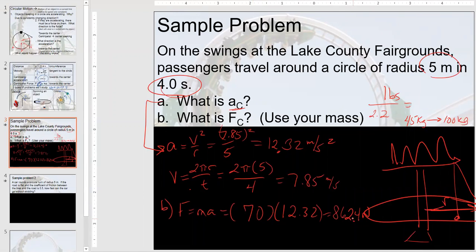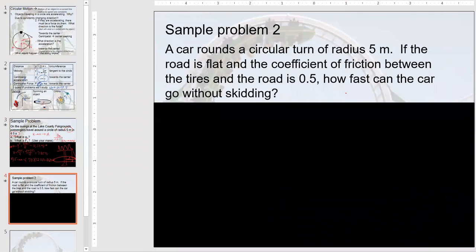Okay, now that's the one where you would start with the kinematics and go to acceleration, and then from there go to dynamics. The next problem is the problem where you would go the other way. So you would start with the dynamics and go backwards towards the kinematics.